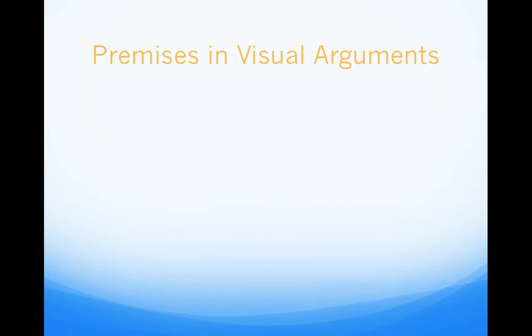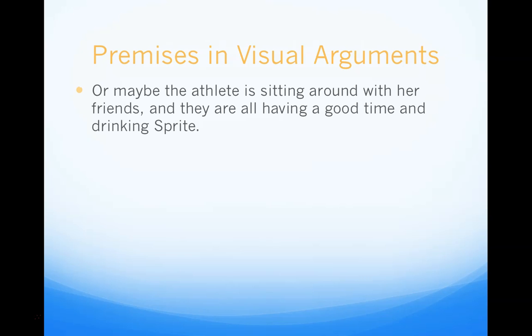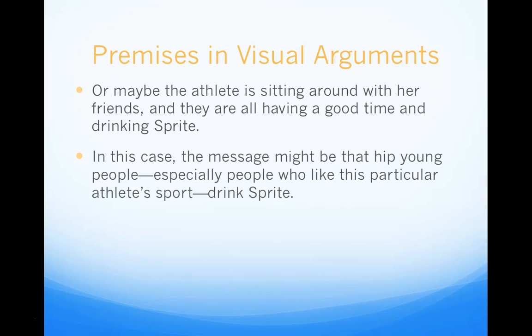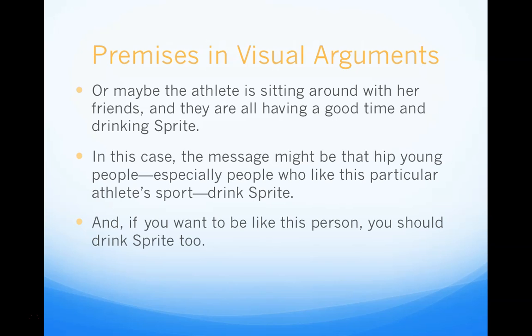Simple enough, I think. Or maybe the athlete's sitting around with her friends, and they're all having a good time drinking Sprite. So here is another athlete drinking a Sprite. I couldn't find an example of an athlete sitting around with their friends, but fair enough. Here is the athlete enjoying Sprite. In this case, the message might be something like, hip young people, especially people who like this particular athlete's sport, in this case tennis, drink Sprite. And if you want to be like this person, you should drink Sprite too.